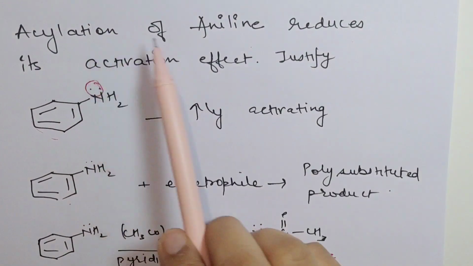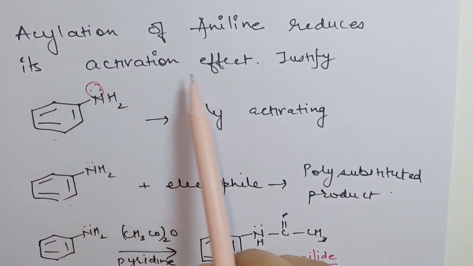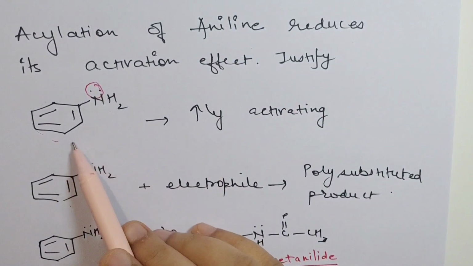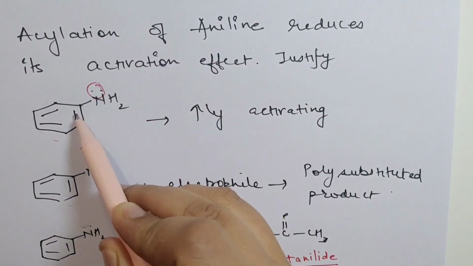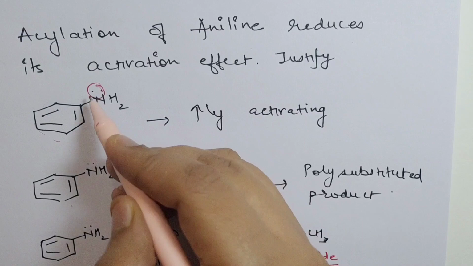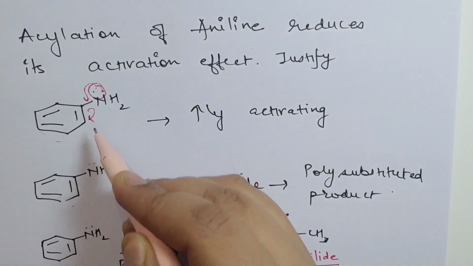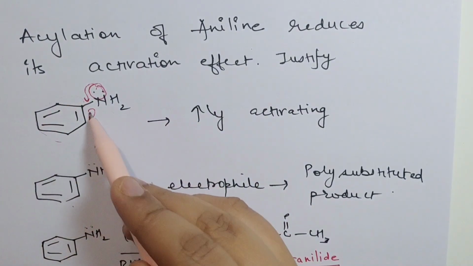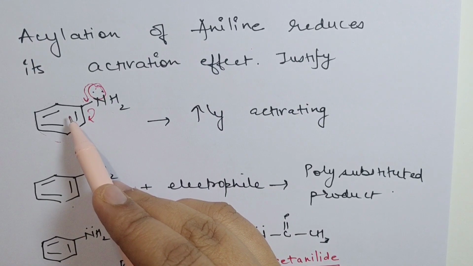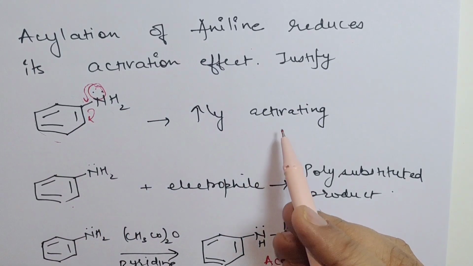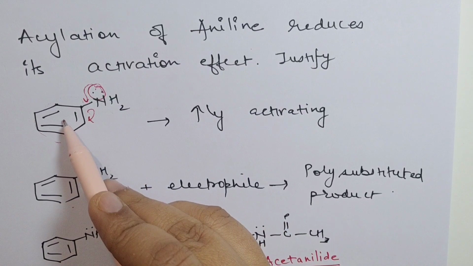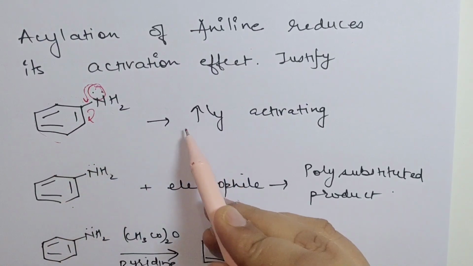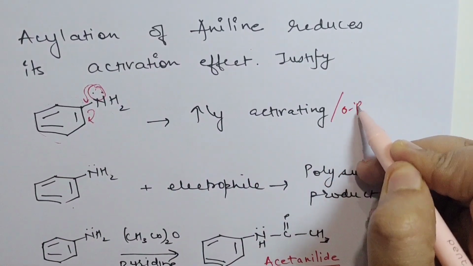Acylation or acetylation of aniline reduces its activation effect. Justify. So this is aniline. Here the lone pair is in conjugation with double bond in benzene ring. So they get delocalized over the benzene ring. Therefore they increase the electron density of benzene ring, therefore activating it, that means electrophile would be very, very attracted to benzene ring. So it makes it activating and ortho-para directing.